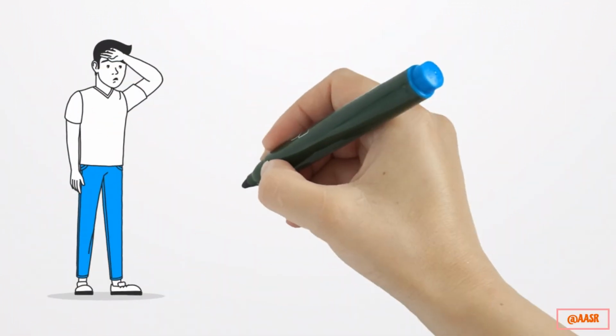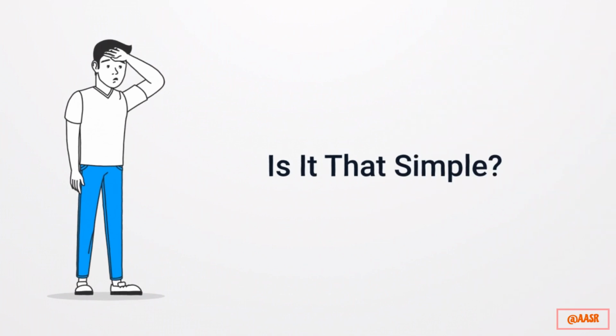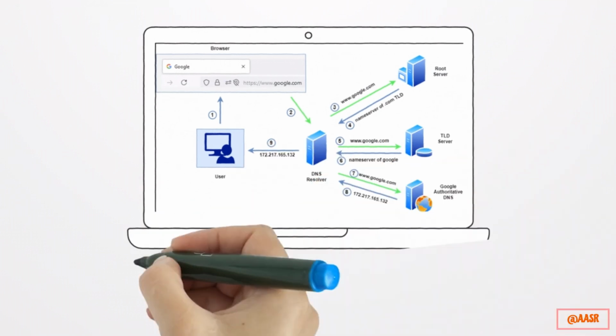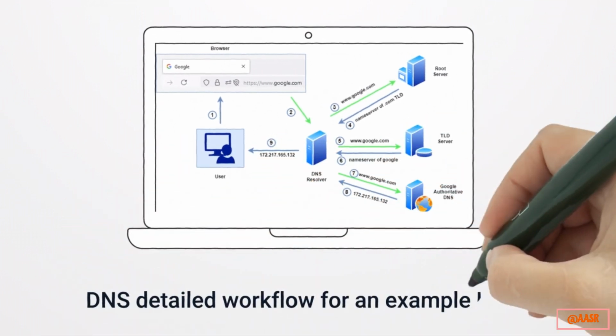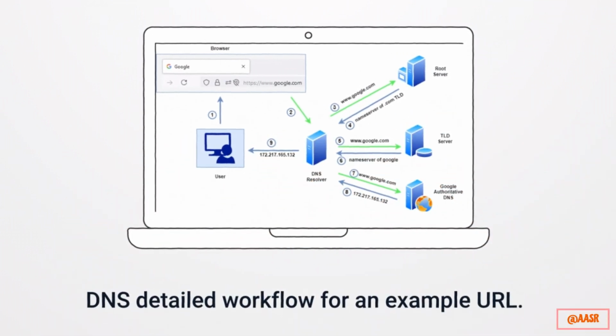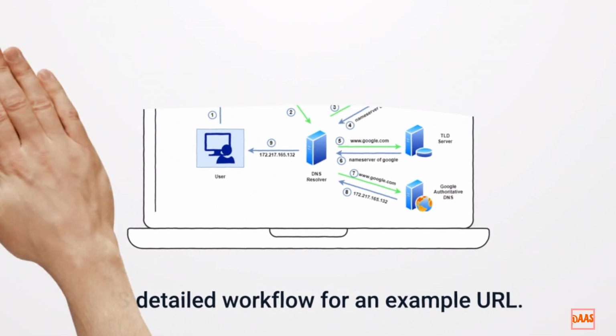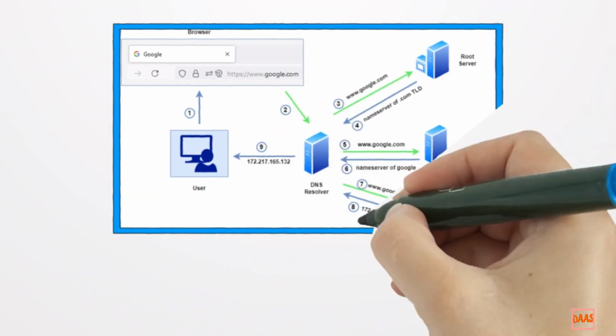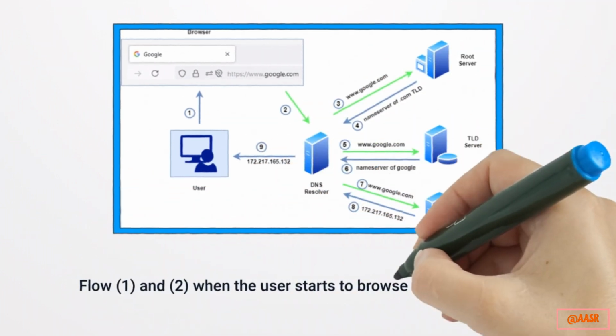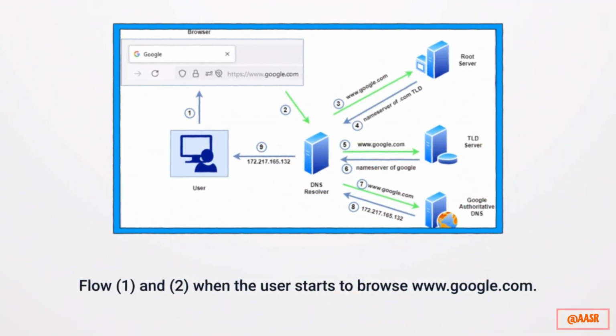But is it that simple? Let's look at some of the message flows in the DNS request and response. The picture here shows the detailed message flows for a DNS query when a user starts to type google.com in the browser. In flow number 2, the browser queries the DNS resolver to translate www.google.com to an IP address.